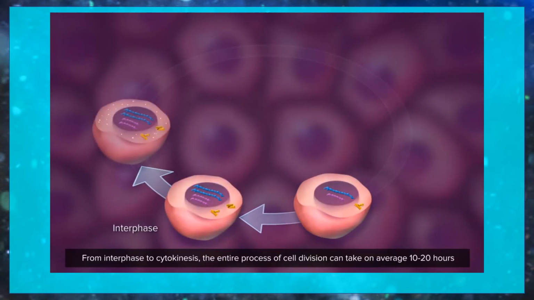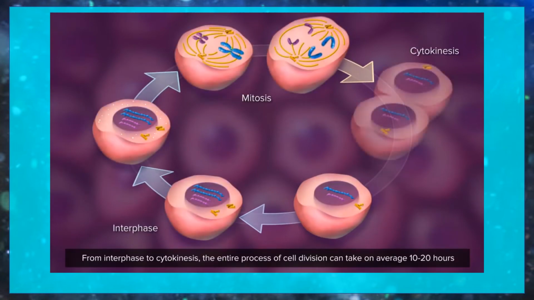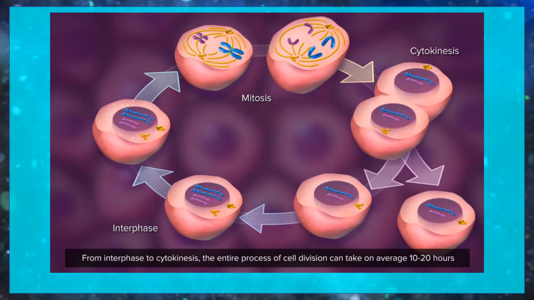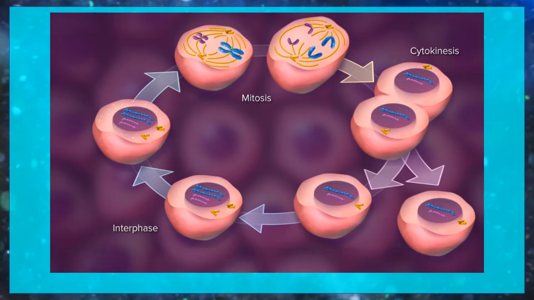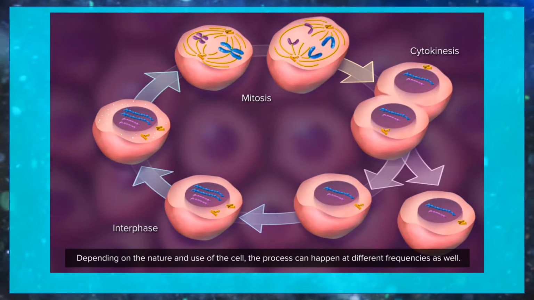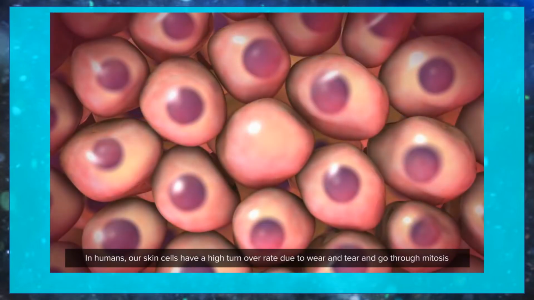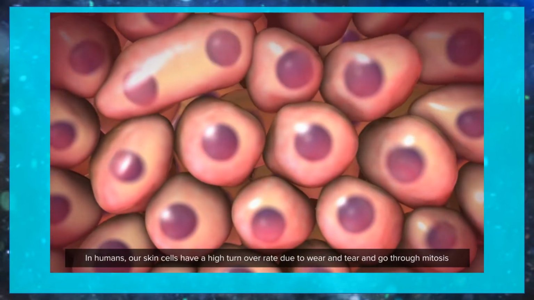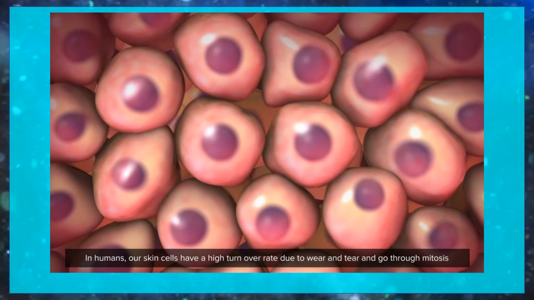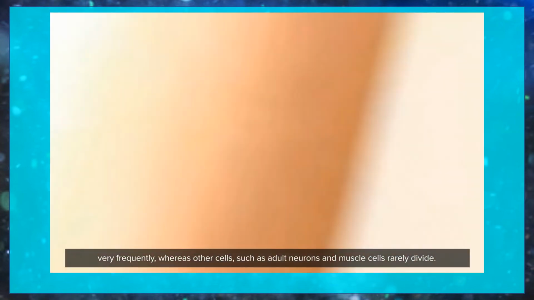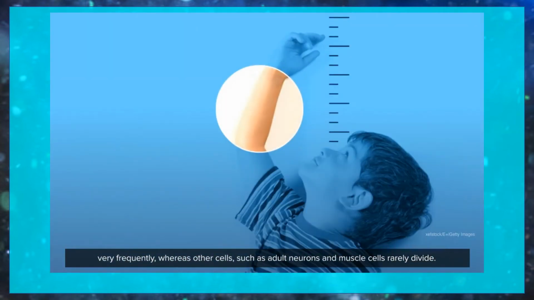From interphase to cytokinesis, the entire process of cell division can take on average 10 to 20 hours in a typical plant or animal cell. Depending on the nature and use of the cell, the process can happen at different frequencies as well. In humans, our skin cells have a high turnover rate due to wear and tear and go through mitosis very frequently, whereas other cells, such as adult neurons and muscle cells, rarely divide.